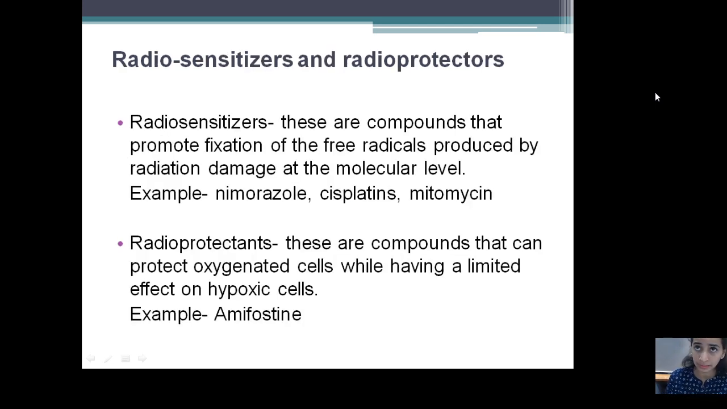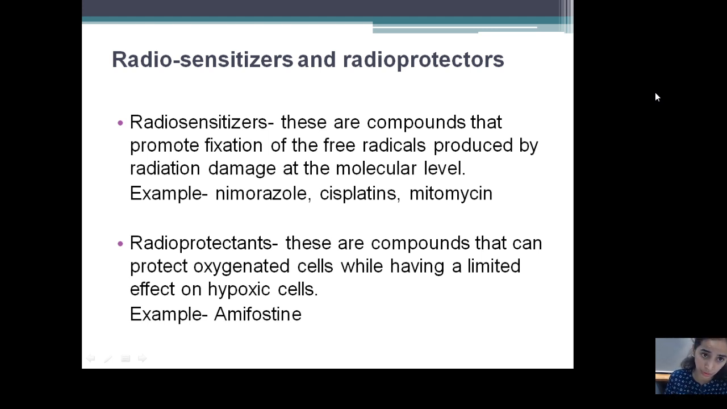Using the principle of radiosensitivity, we can actually alter the radiosensitivity. These are called chemical modifiers of radiation therapy. We can use different types of agents to increase or decrease the effect of radiation therapy. Radiosensitizers are compounds that promote fixation of free radicals produced by the radiation damage at the molecular level. Examples include nimorazole, cisplatin, and mitomycin. Radioprotectants are compounds that can protect oxygenated cells while having a limited effect on hypoxic cells. One example is amifostine.